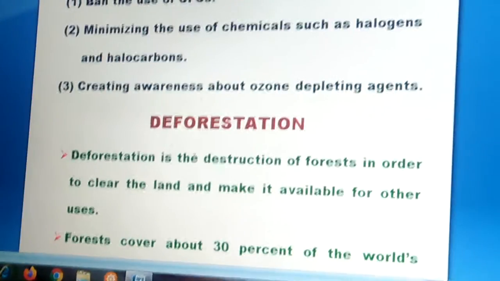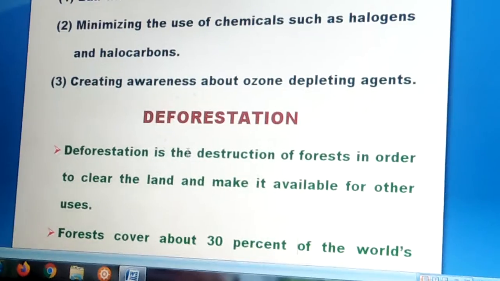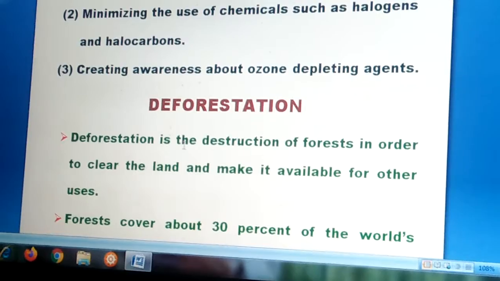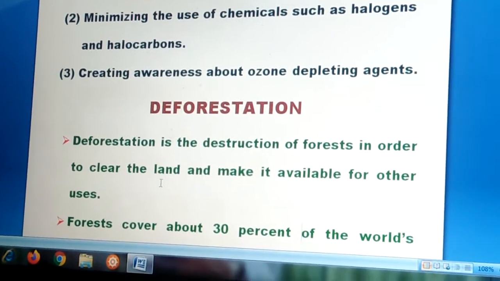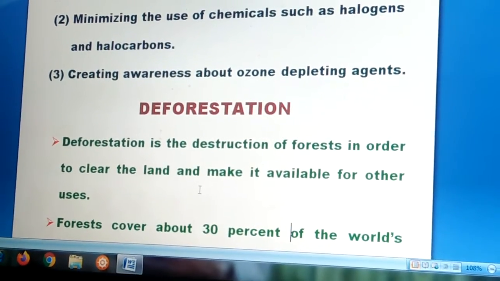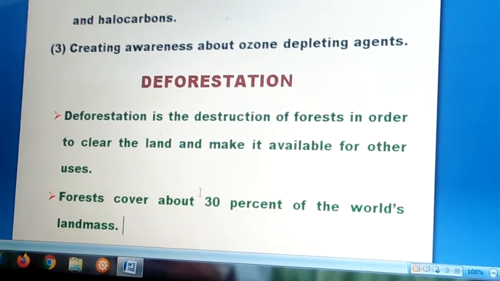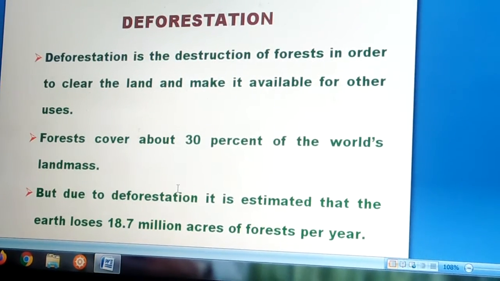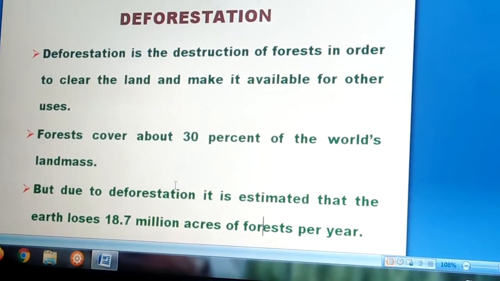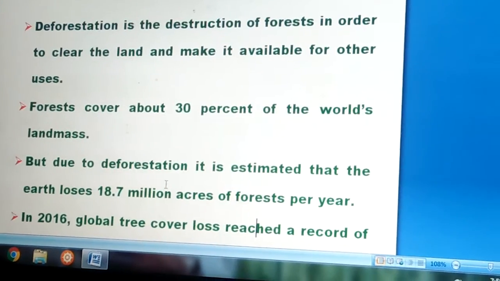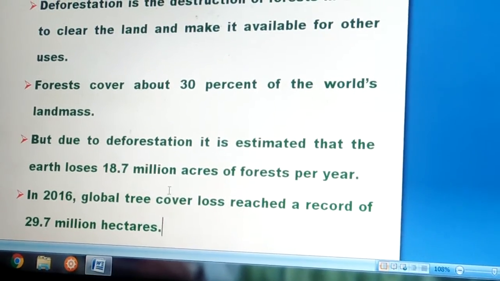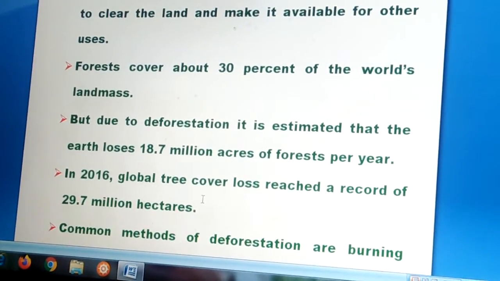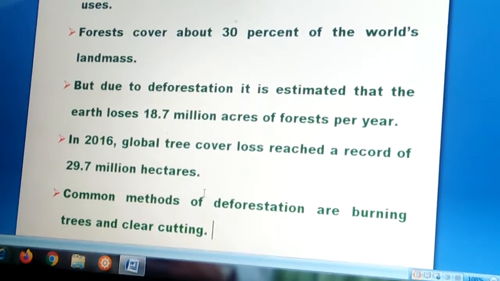Okay. Now the next topic is deforestation. You know very well what deforestation is: removal of trees, cutting of trees, is what we call deforestation. Deforestation is the destruction of forests in order to clear the land and make it available for other uses. Forests cover about 30% of the world land mass. Due to deforestation, it is estimated that the earth loses 18.7 billion acres of forest per year. In 2016, global tree cover loss reached a record of 29.7 million hectares. Common methods of deforestation are burning trees and clear cutting.